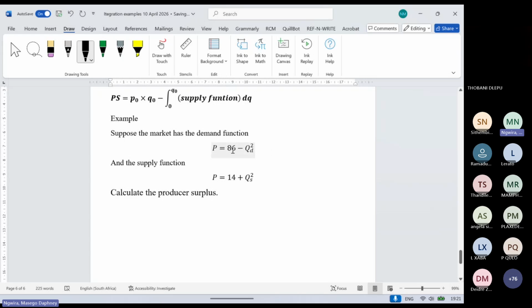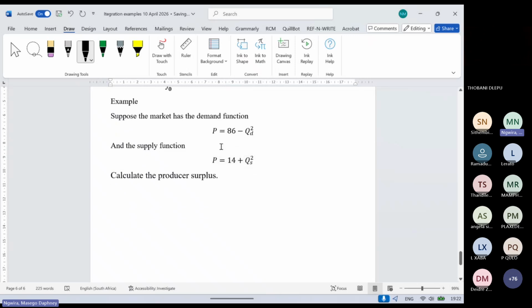So the demand function is this one with a minus. Please remember that the demand function has a minus, and supply has a plus. All right. So they're saying calculate the producer surplus. So we have to calculate our Q and our P.